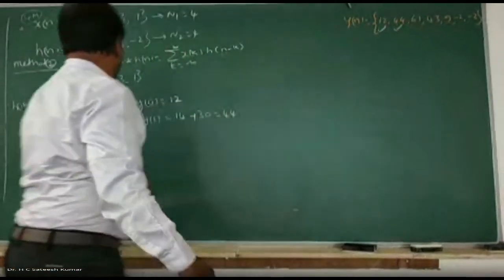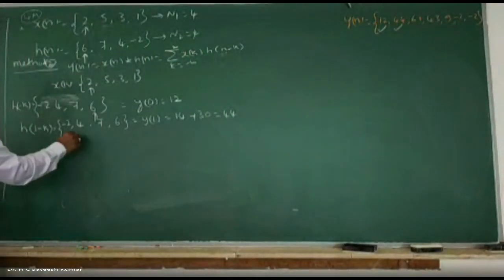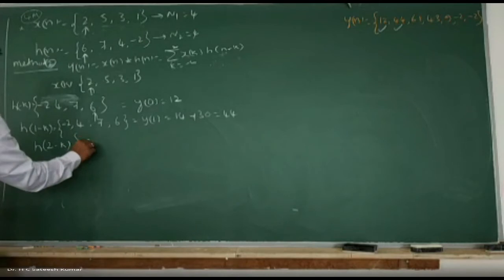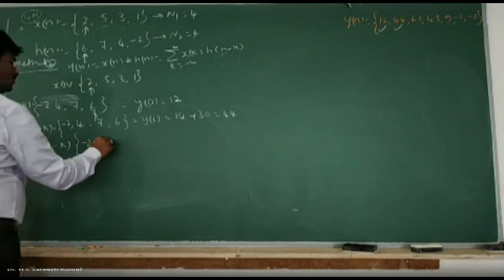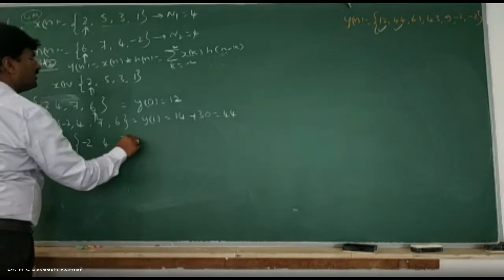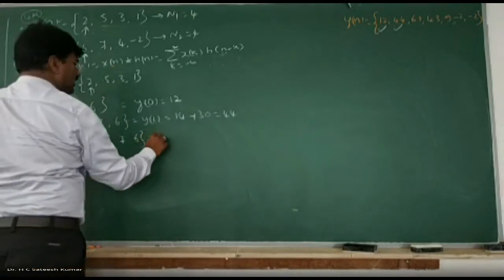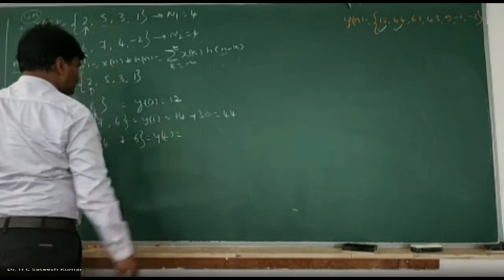Okay, right. Go for one more shift. If you do one more shift, h of 2 minus k, this minus 2 will come here. Minus 2, 4, 7, 6. Multiply this. You can write this as y of 2. Y of 2 is equal to what?